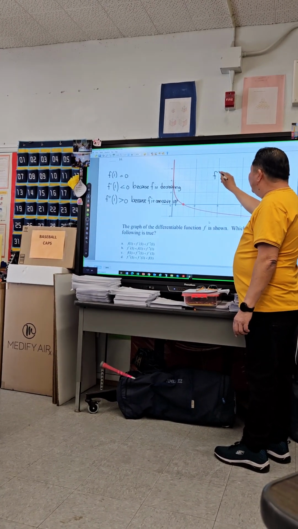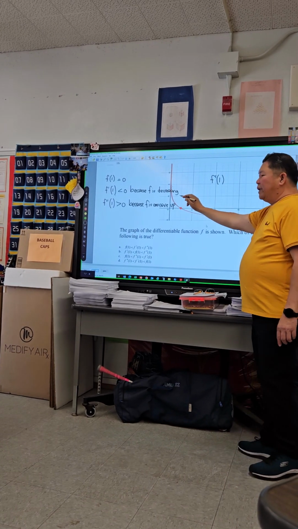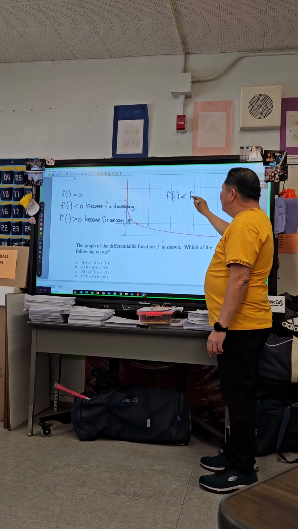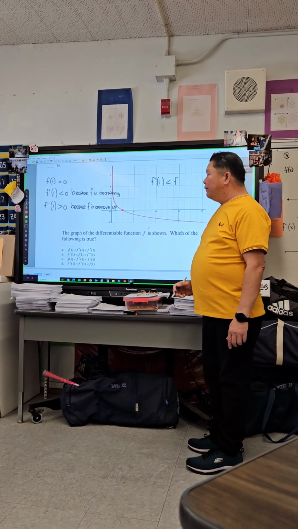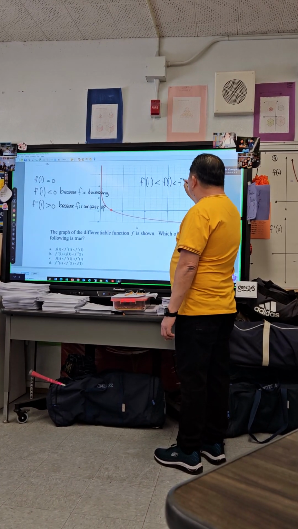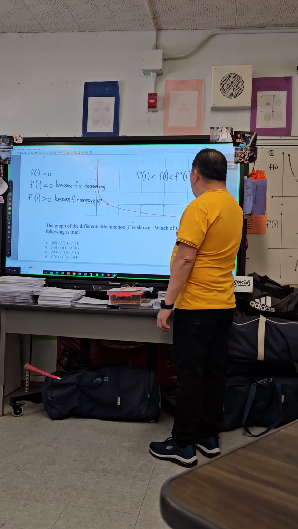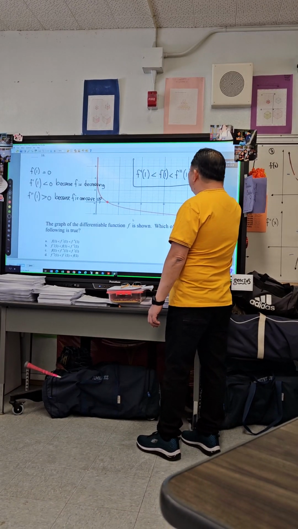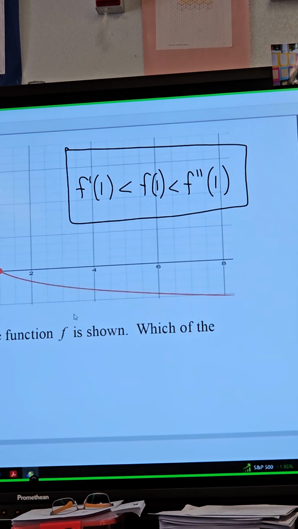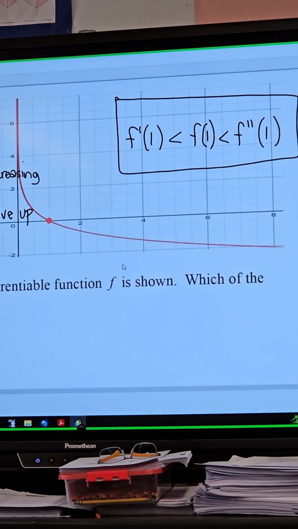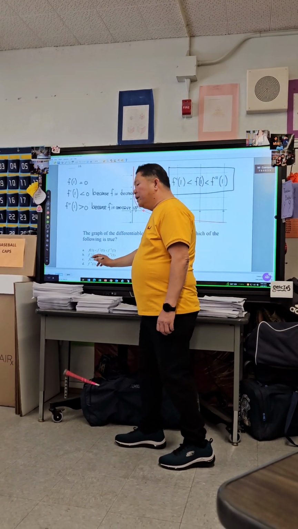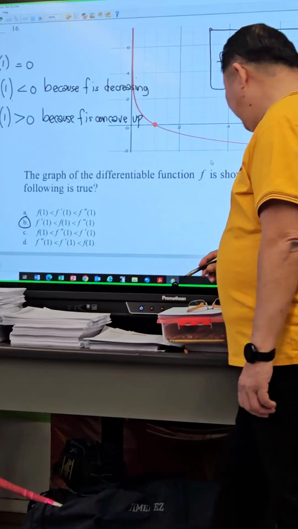So therefore, the order should be f prime of 1, because this is less than 0. And the next would be 0, which is f of 1. And the next should be f double prime of 1. So this is the order. What letter is this? So we're gonna have letter B, right? Okay, letter B is the right answer.